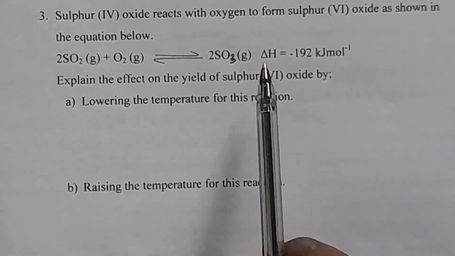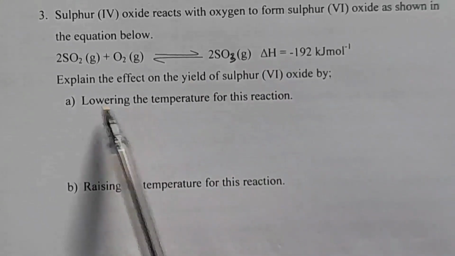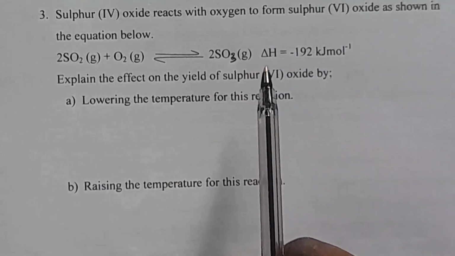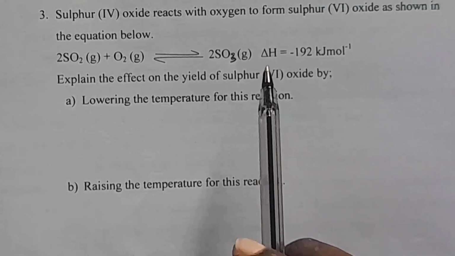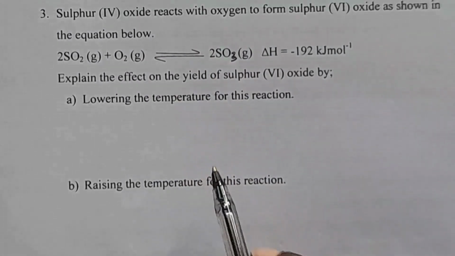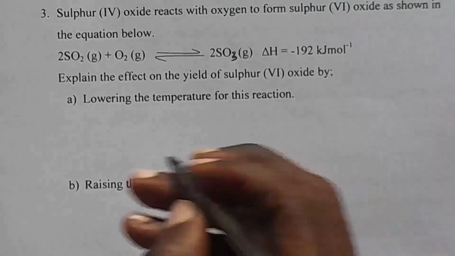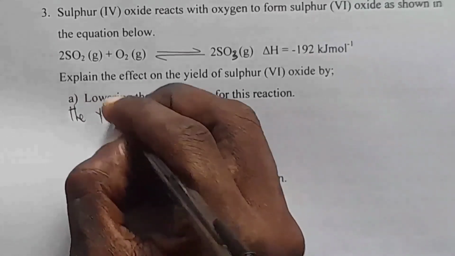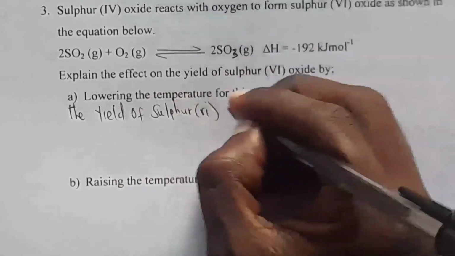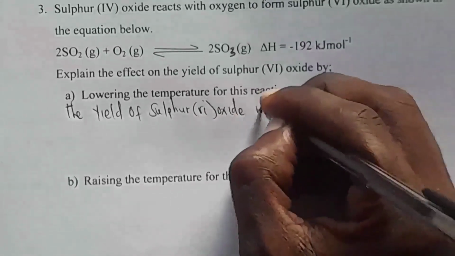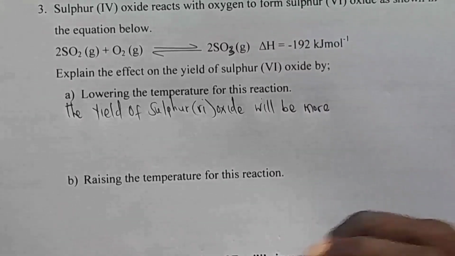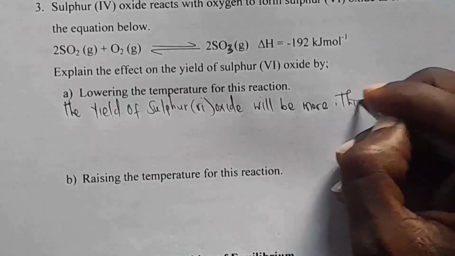So if we have an exothermic reaction and we decrease the temperature, that means the equilibrium will favor the exothermic process. So the forward reaction will be favored and the yield of sulfur trioxide will be more, or the yield will increase. So we are going to say the yield of sulfur trioxide will be more, we can say increases.